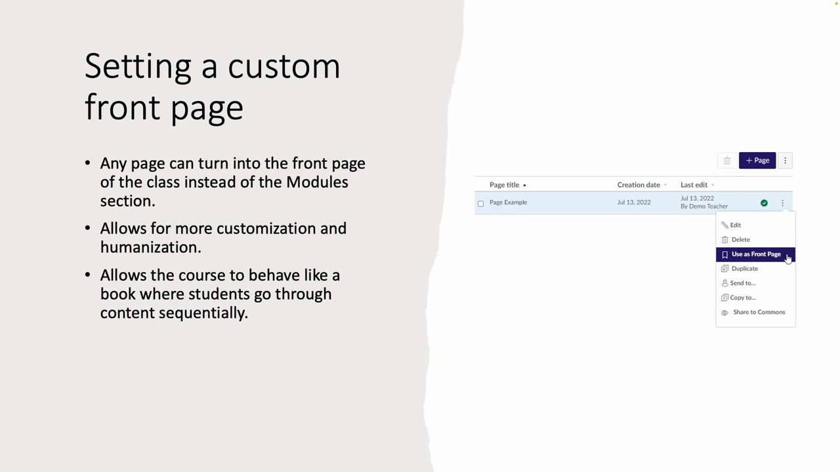So what we recommend to faculty is to set a custom front page. You can create a unique page, and a page will give you a lot more customization options. You can put pictures, external links, course links, and your syllabus on there. It provides a landing page that will then route your students to other areas of the course.